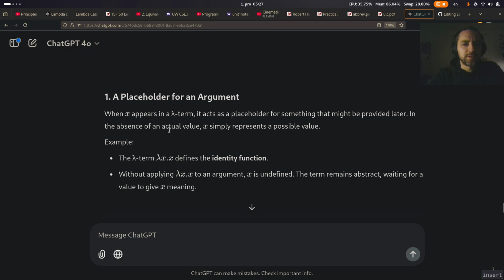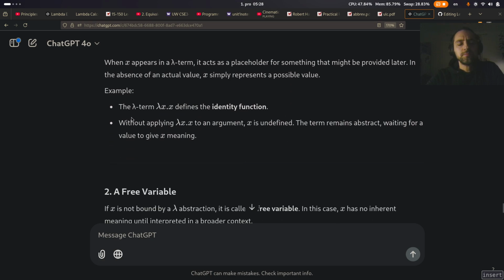When x appears in a lambda term, it acts as a placeholder for something that might be provided later in the absence of an actual value. X simply represents a possible value. The lambda term lambda x dot x defines the identity function. Without applying lambda x to an argument, x is undefined. The term remains abstract, waiting for a value to give x meaning.